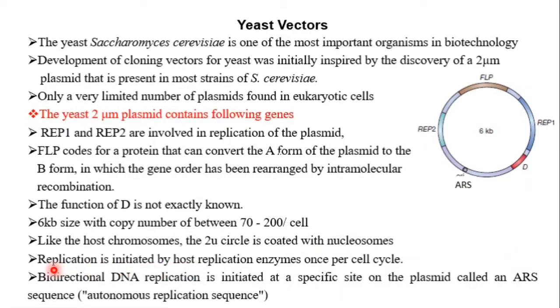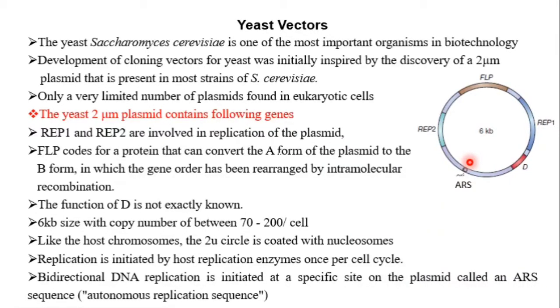This 2-micron plasmid has bidirectional DNA replication, and that bidirectional replication is initiated at a specific site in the plasmid called the ARS, that means autonomous replication sequence.